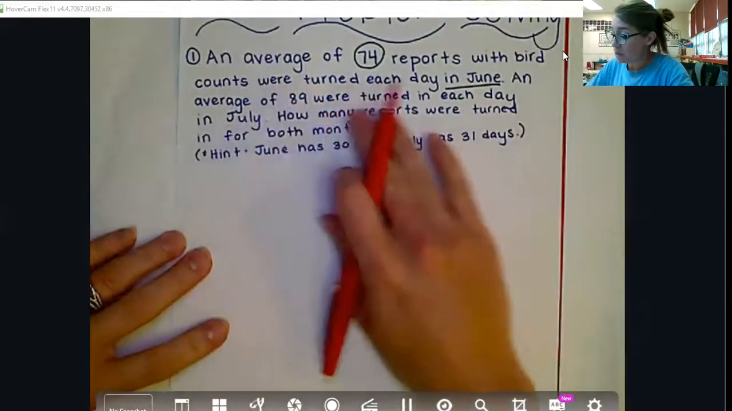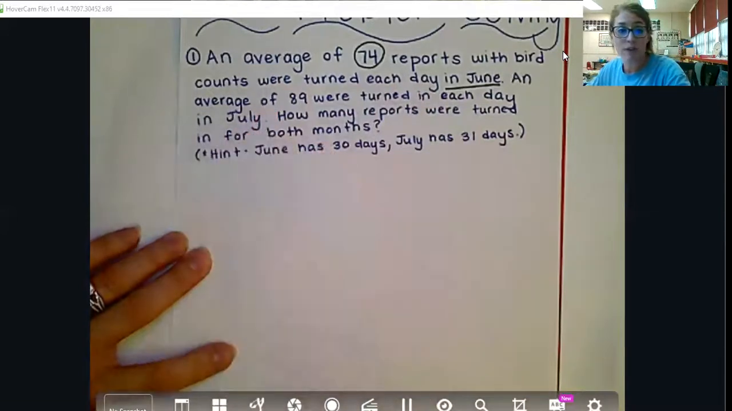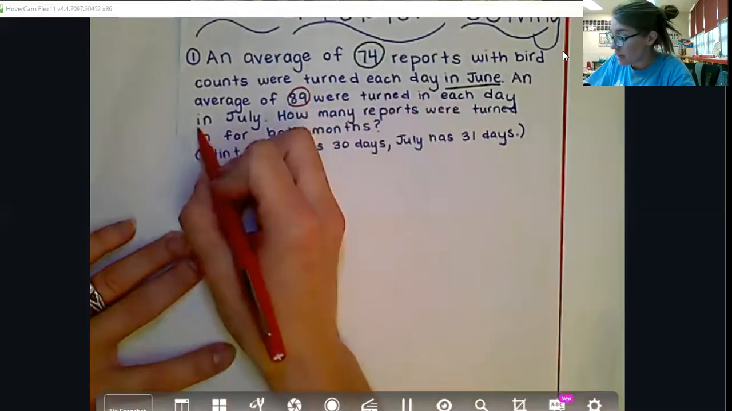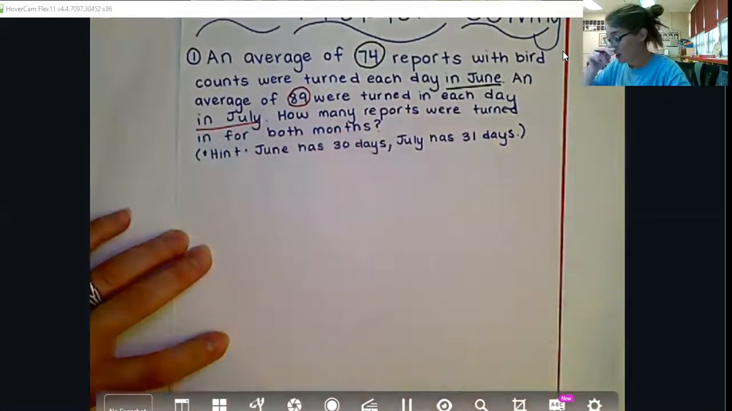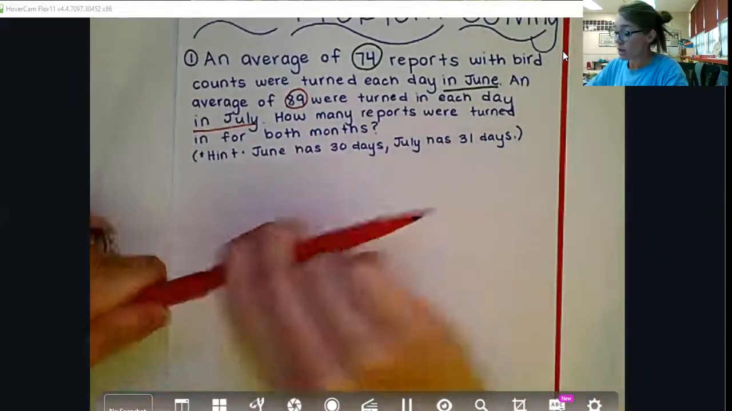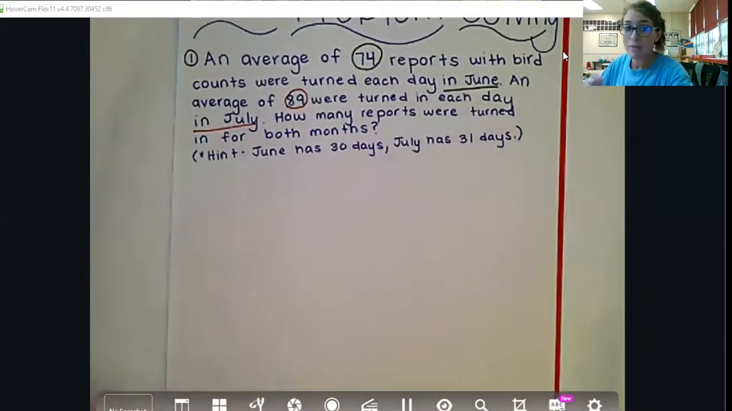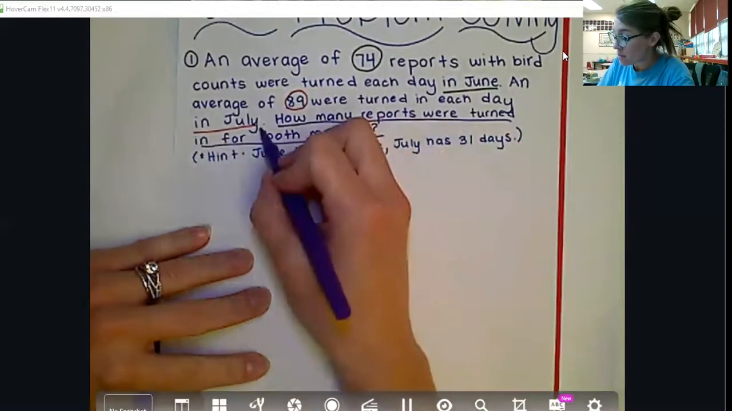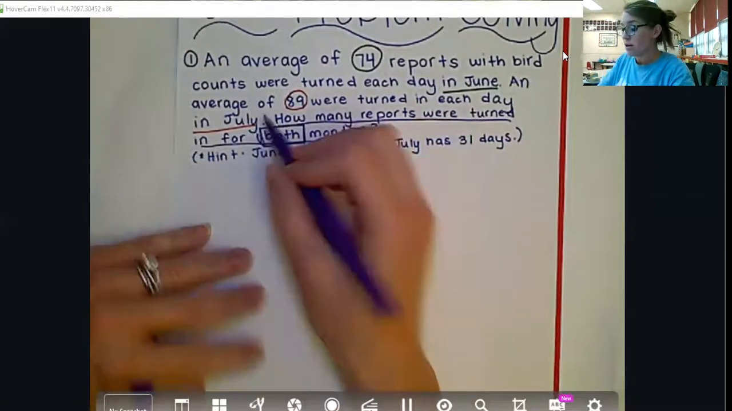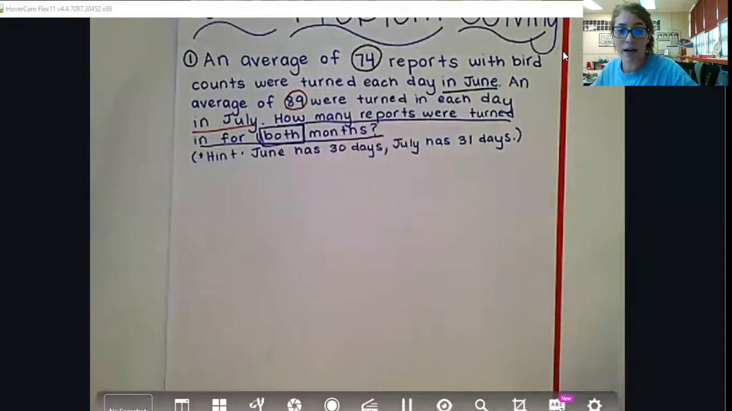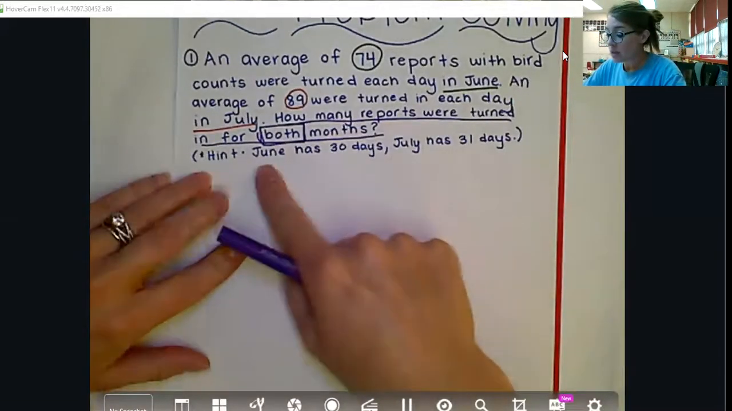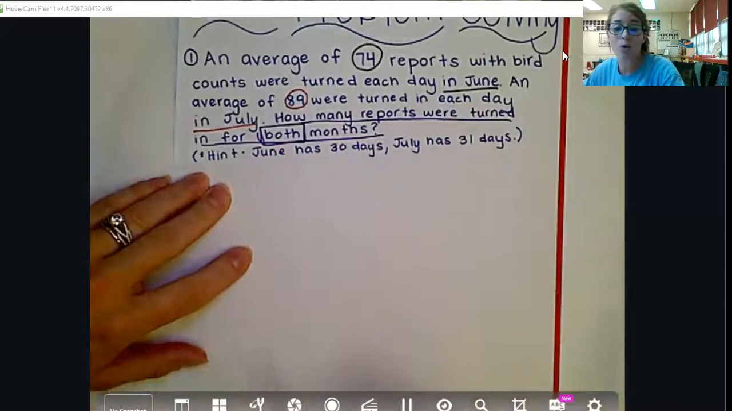An average of 89 were turned in each day in July. Would you think that would be important? I agree. 89 reports turned in every day in July. Okay, very good. So the question that they're wanting us to answer is how many reports were turned in for both months? Both, not one, not the other, but both of them, okay? So we are going to be having a multi-step problem here in order to get our answer. Okay, they've given us a hint that June has 30 days and July has 31 days.